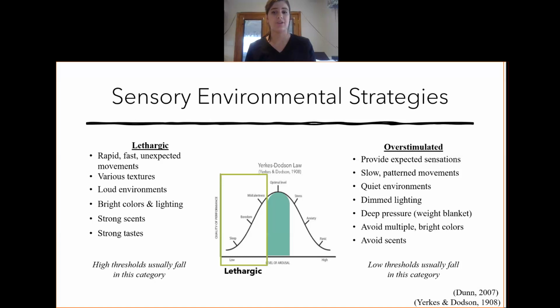On the other hand, if the child appears to be excited or stressed, the therapist can adjust the environment to be more calming. First, provide expected and predictable sensations. Use slow and patterned movements, going back and forth. We call it a linear movement. And going back and forth is calming, almost like a rocking chair, and it can help lower their overstimulated behaviors.